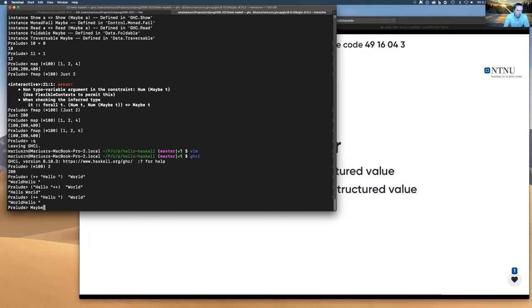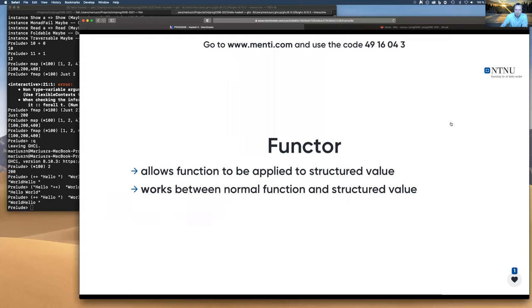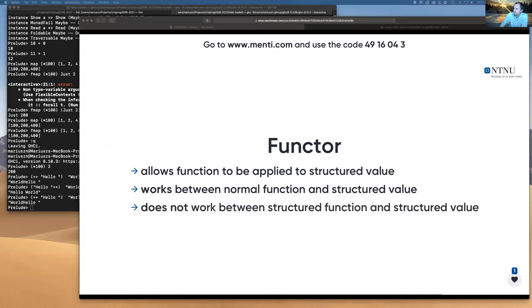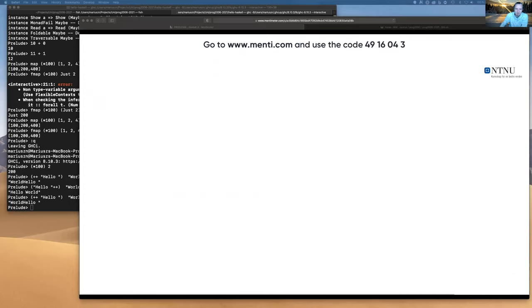All right, so coming back to the functors, the functor allows us to apply a normal function to a structured value, right? And it works between a normal function and the structured value. And by structured value, we mean some value with some extra context, okay? And maybe is one example of that. So what we have, two more questions. So let's do this one.